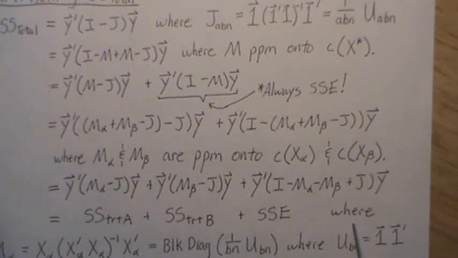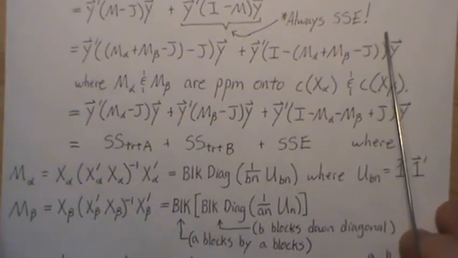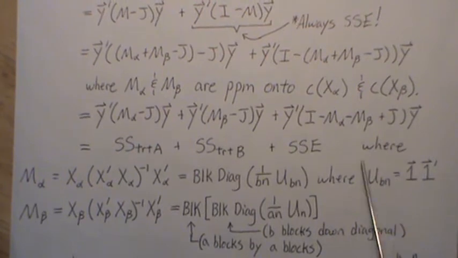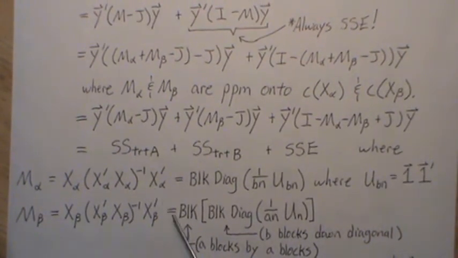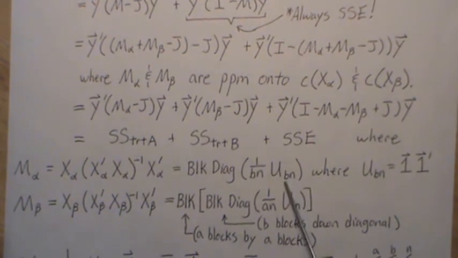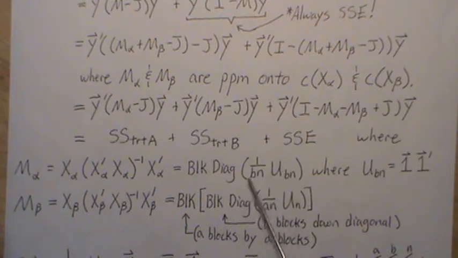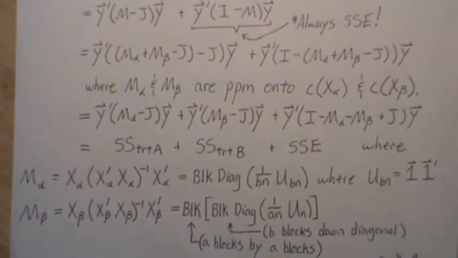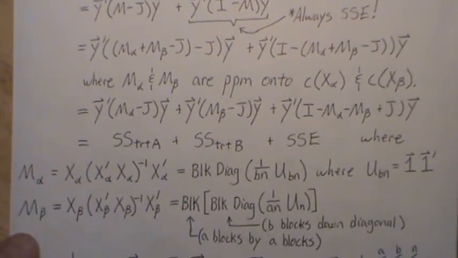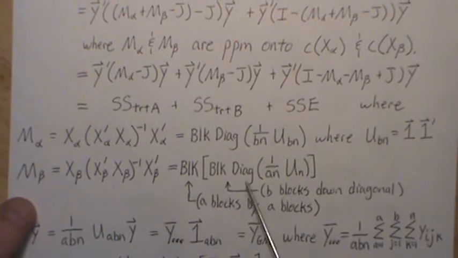Now, as a reminder, the perpendicular projection matrix onto the column space of X alpha is this, and its form is block diagonal, and then 1 over bn, and this is a matrix of all ones, so that's multiplied in. So it's a block diagonal of size bn, and it goes down the matrix diagonally, just a chunk of those, of the 1 over bn.